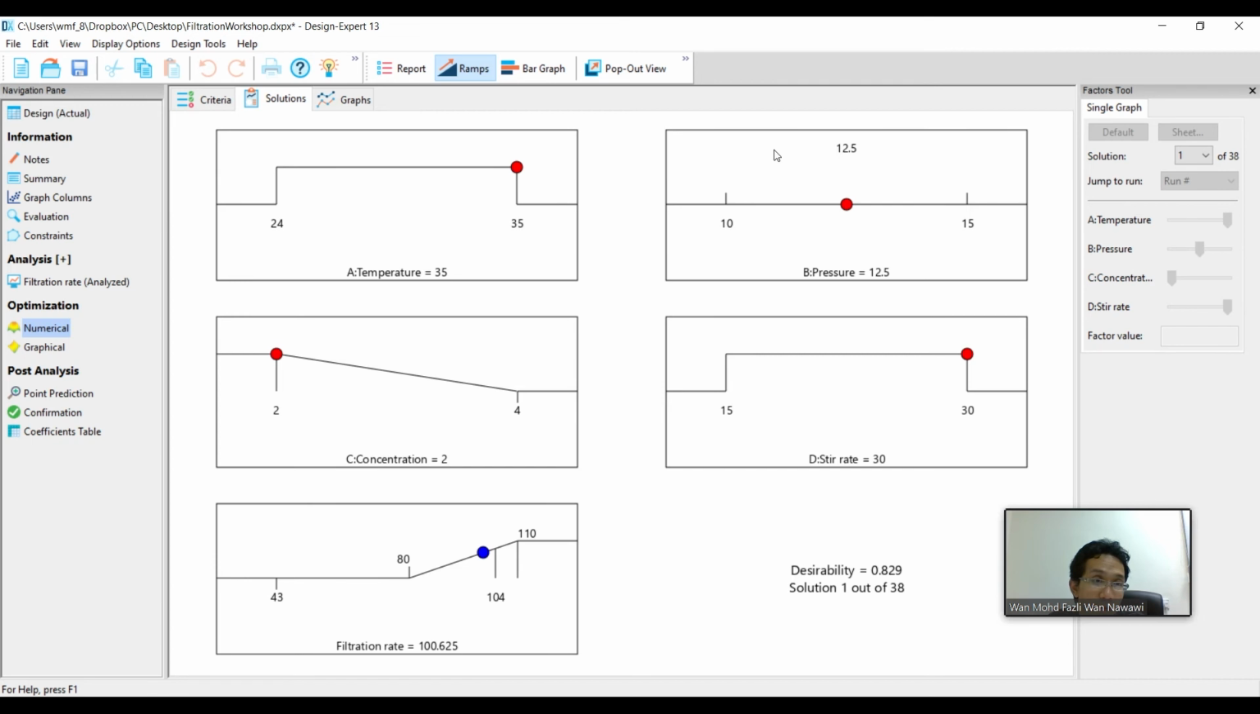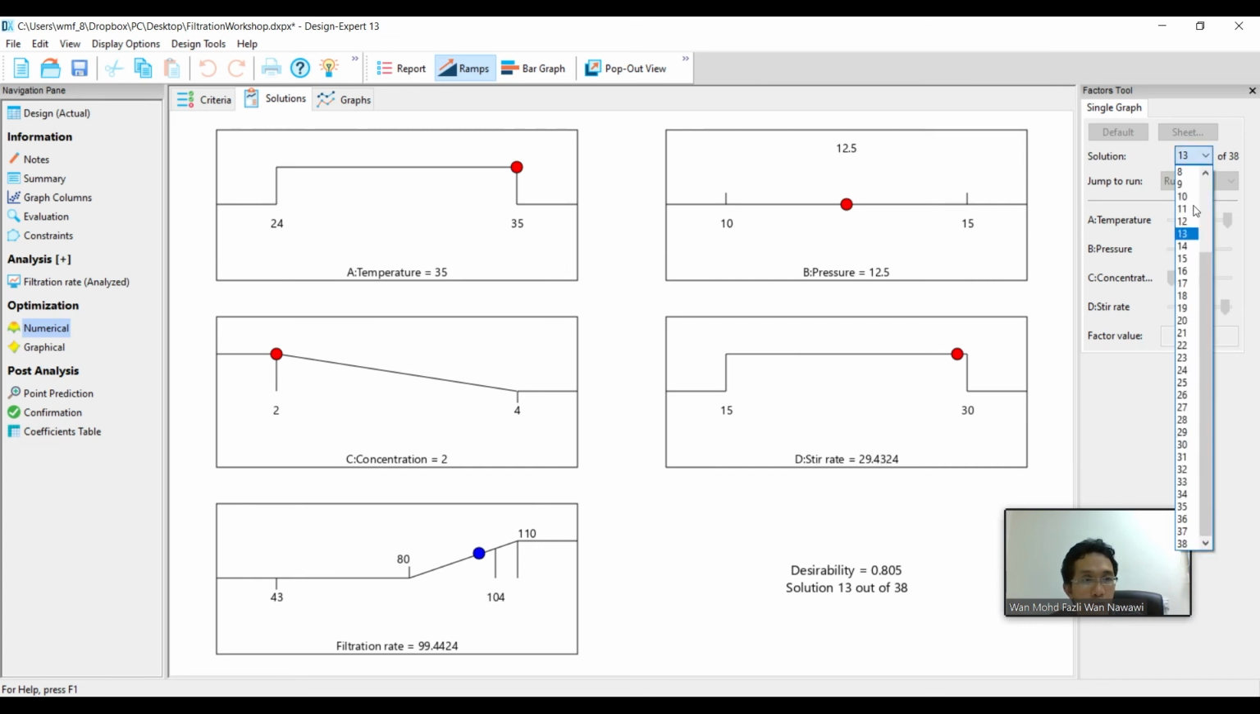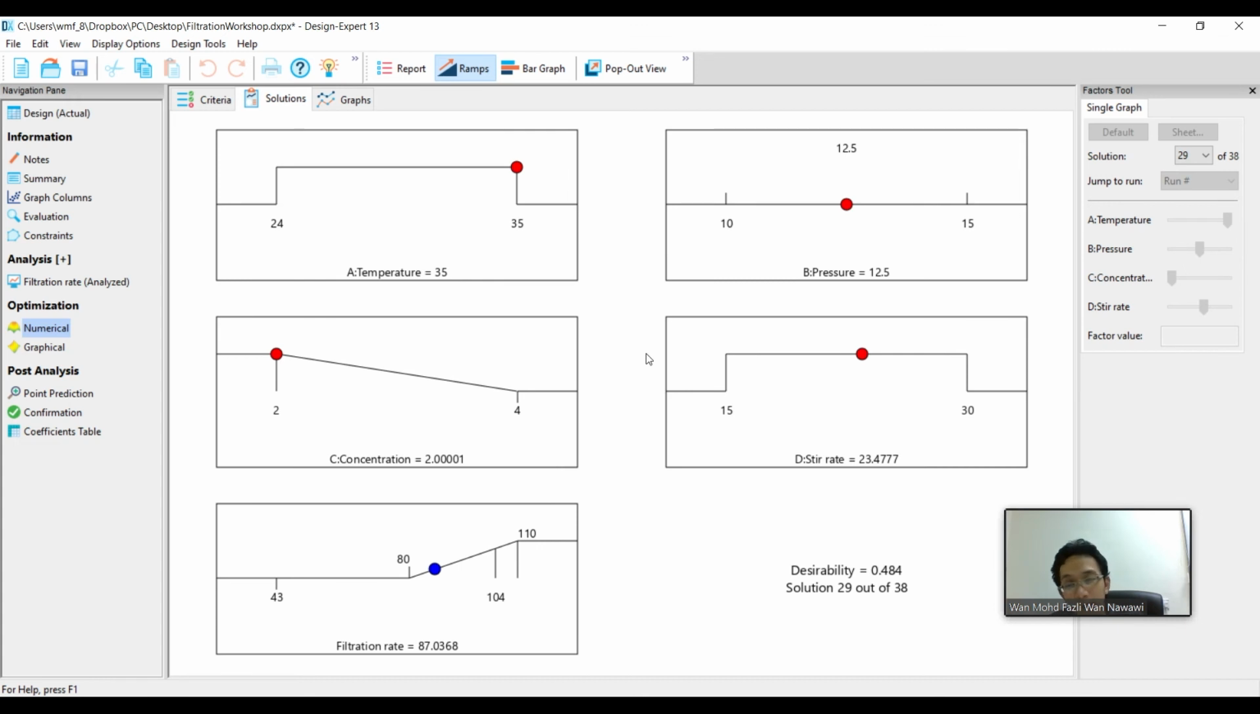If you look on the right here, in the factor tools you can also see a few solutions. Solution 1 out of 38. You can click here, so there are many solutions. Solution number 2 is a little bit different, and solution number 5 is also a little different. You can see stir rate 29.4444 like that. But all of these try to improve the filtration rate. So we go to number 1 here.